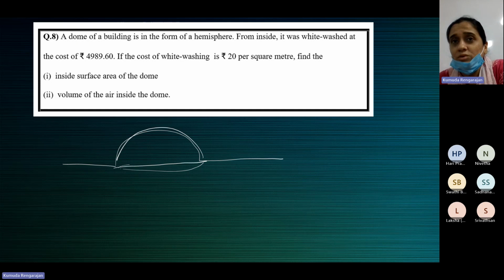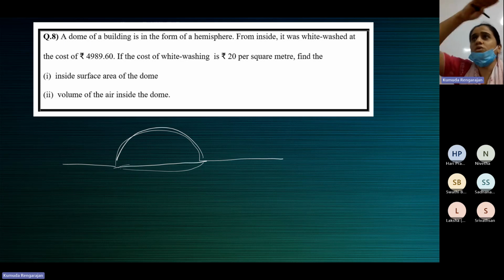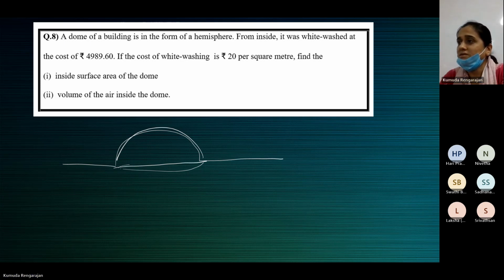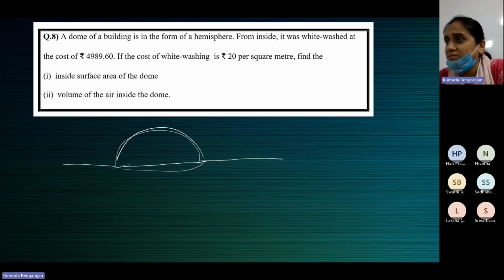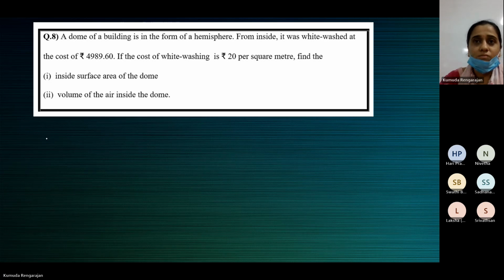But it's given from inside only here. So from inside, when you're whitewashing, the circular portion is open because it's a dome, and there's no point in having a dome in the ceiling if you're covering the base. So you'll only be whitewashing the CSA. So how will you find the cost of whitewashing? CSA into rate will be the total cost. Correct?